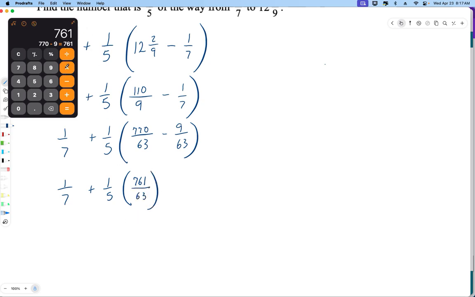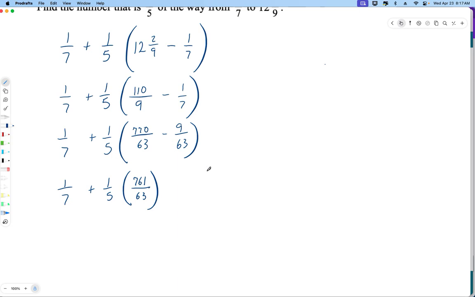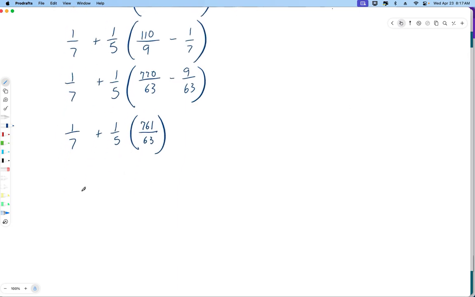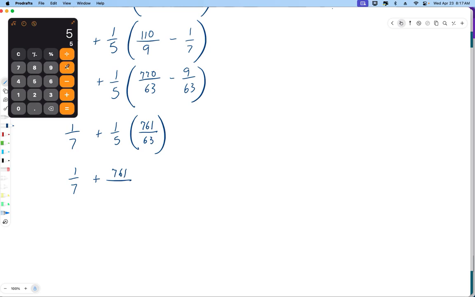All right, I want to see if 761 is divisible by 63. It's not. Okay. So now I need to do multiplication. 1 over 7 plus 761 over, what is 5 times 63? 315. Right, is 761 divisible by 315? No, it's not. All right, so now I need to get a common denominator between the two. Let me look and see if this is divisible by something to reduce it.